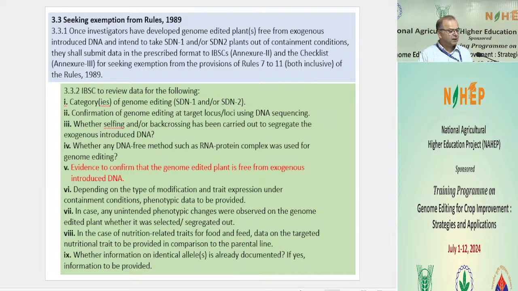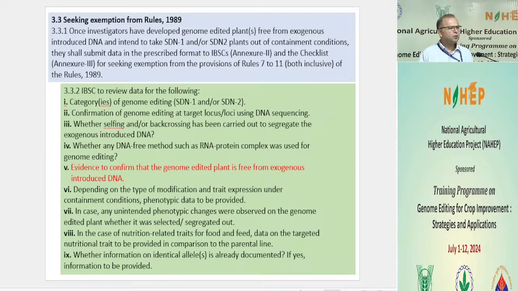In case of any unintended phenotypic changes, whether it was selected or segregated out. Suppose you got some off-target changes. Have you preferred to take it along or have you segregated it out? That also needs to be mentioned.